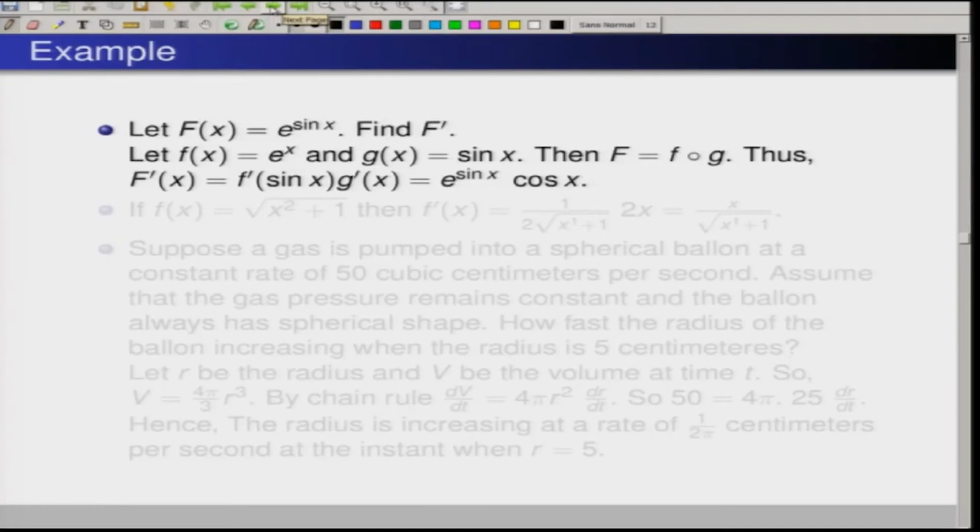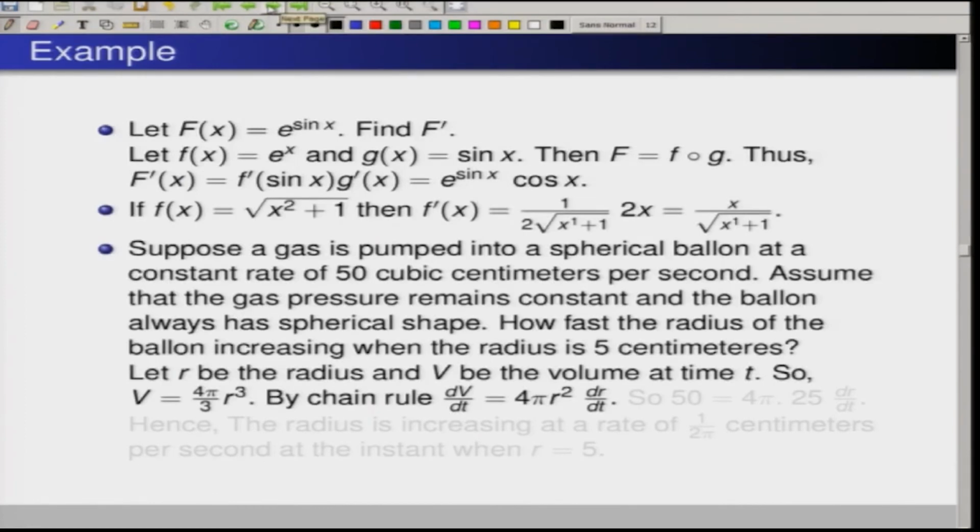Let us define capital F of x to be e to the power sin x. Again, this is a composite function where you take f of x equal to e to the power x, g of x equal to sin x, then capital F is f composed with g. Therefore, capital F prime of x is f prime of g of x, which is sin x, times g prime of x. Now f is e to the power x, so f prime of x is e to the power x. So this is e to the power sin x into cos x.